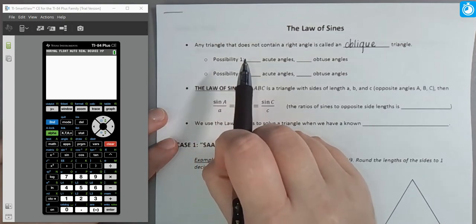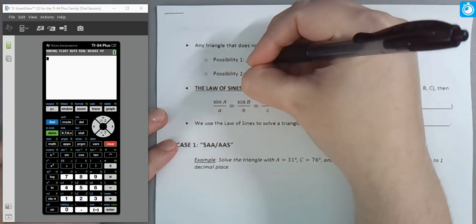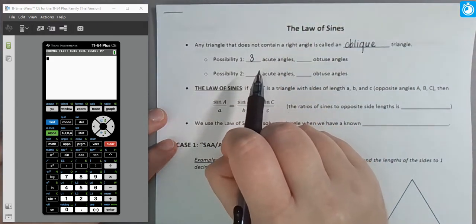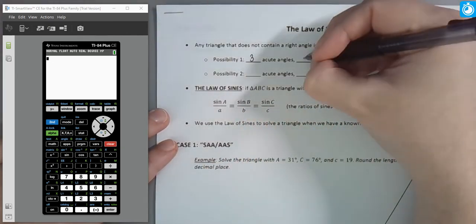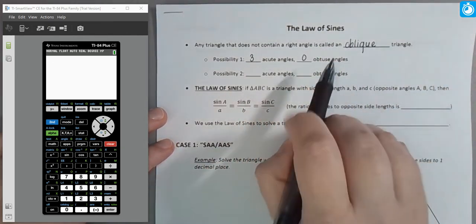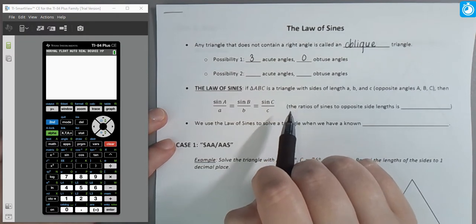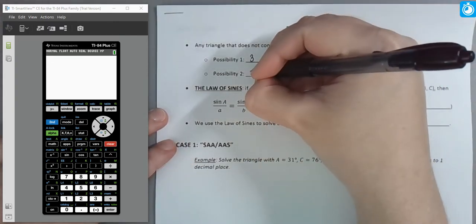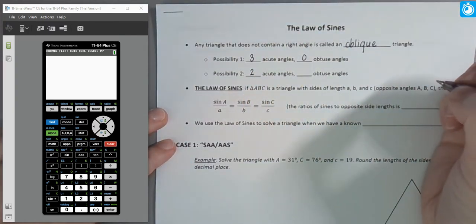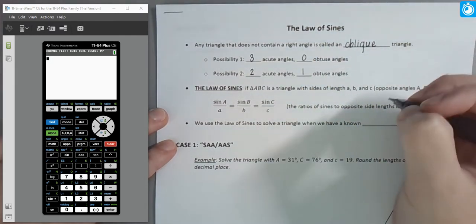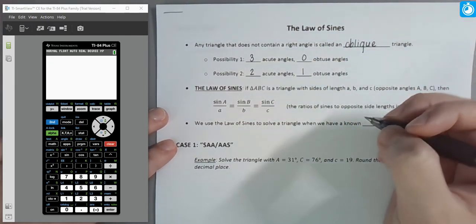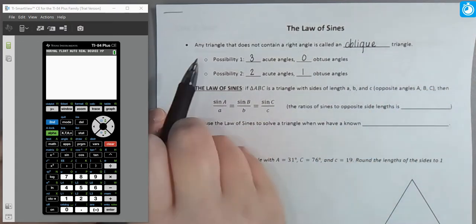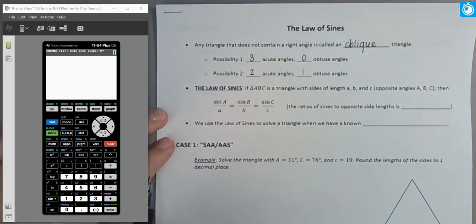One possibility for an oblique triangle is that all three angles are acute angles, which just means they're all less than 90 degrees in terms of their angle measure, and no obtuse angles. Obtuse angles have a measure greater than 90 degrees. Another possibility is that two of the angles are acute angles, and then one of the angles is going to be greater than 90 degrees. It's going to be an obtuse angle. So anytime we have a non-right triangle, an oblique triangle, it's going to fall under one of these two cases.